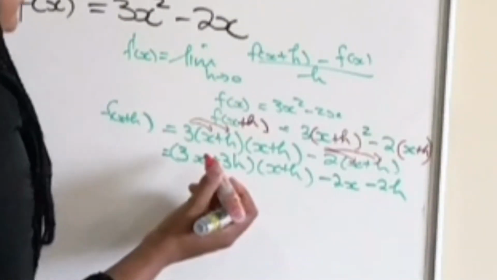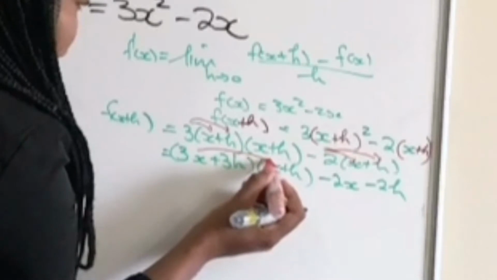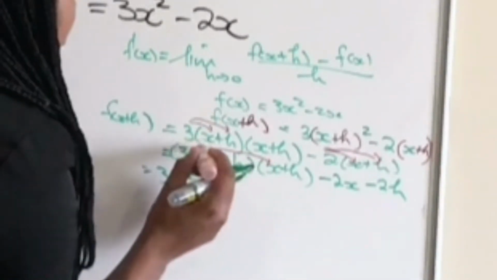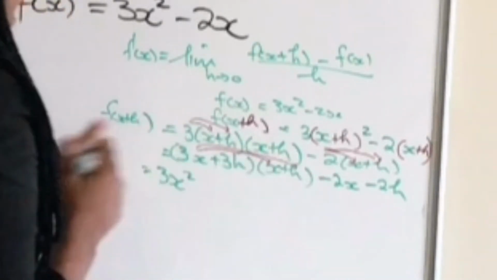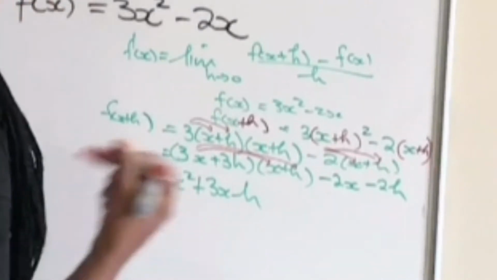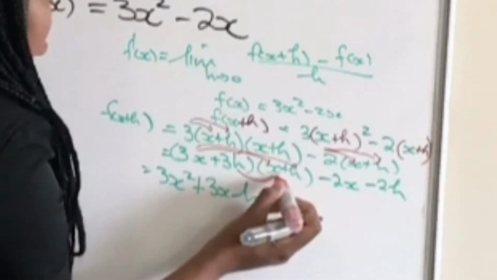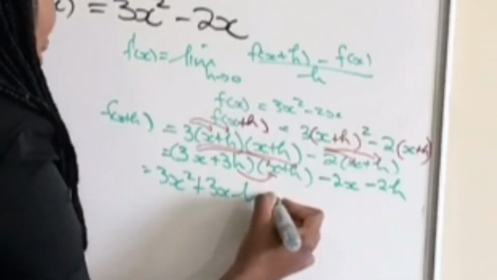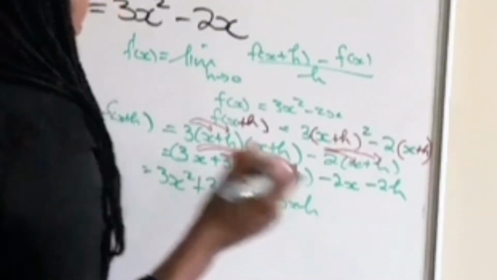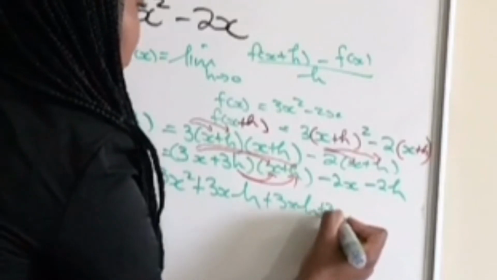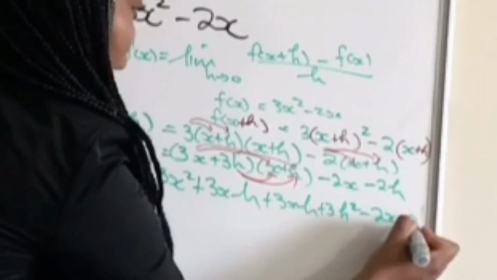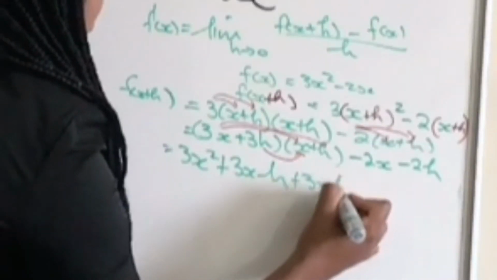Then we come here, we are going to say it's 3x times x. That gives me 3x squared. 3x times positive h is positive 3xh. And then we have 3h times x. It's positive 3xh. Positive 3h times h is positive 3h squared. Then we still have minus 2x minus 2h.